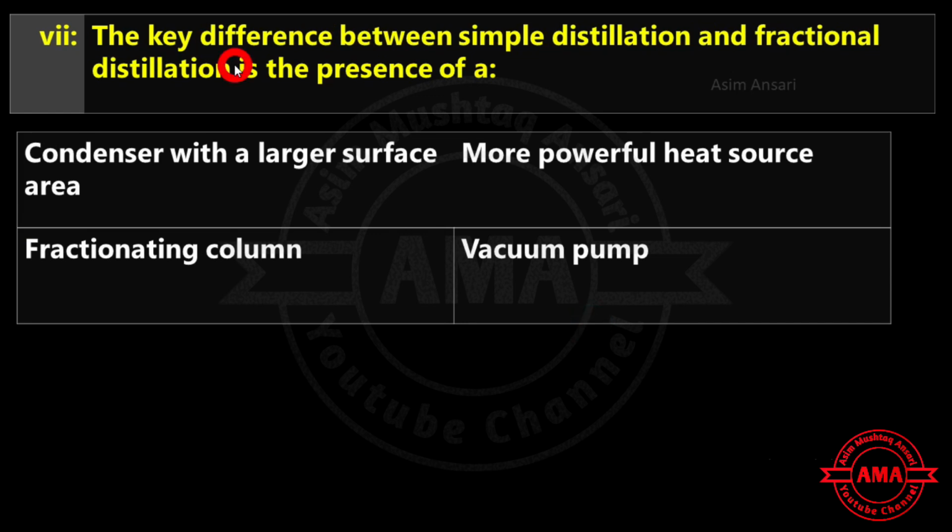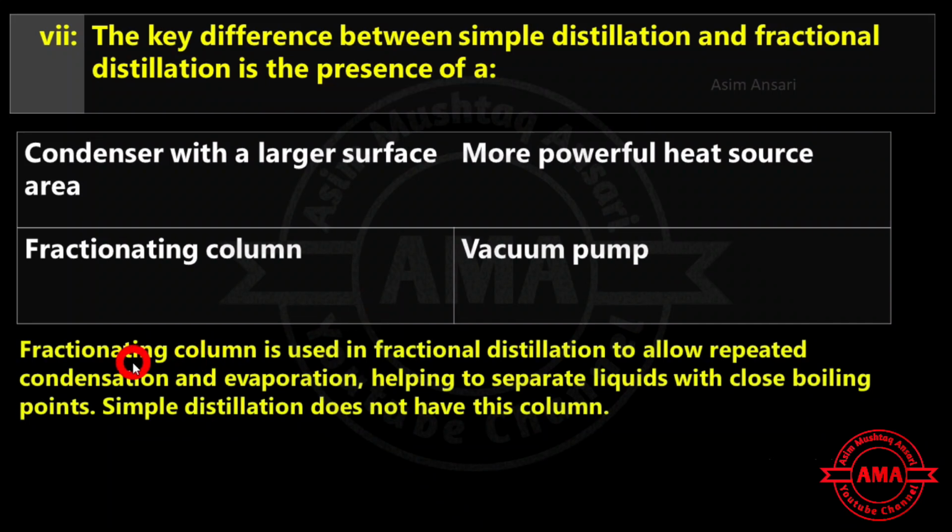Next is: The key difference between simple distillation and fractional distillation is the presence of a condenser with a larger surface area, more powerful heat source, fractionating column or vacuum pump. There, a fractionating column is used in fractional distillation to allow repeated condensation and evaporation, helping to separate liquids with close boiling points. Simple distillation does not have this column. So, C option is the correct answer of this statement.